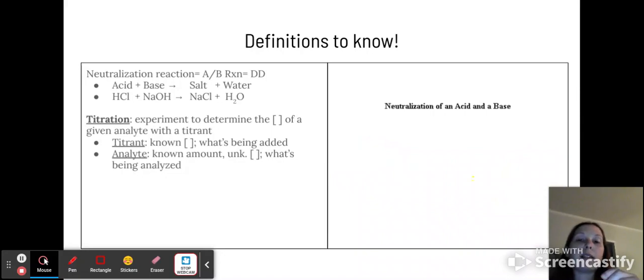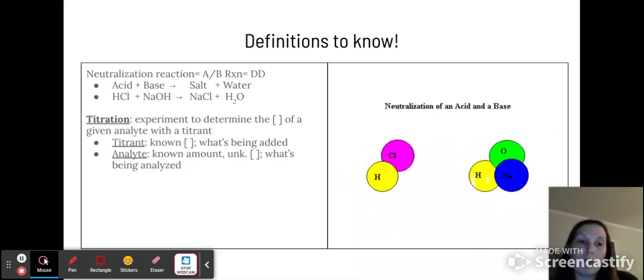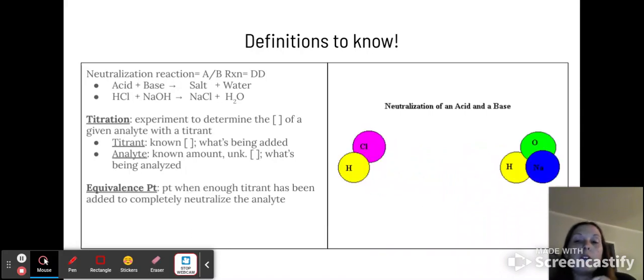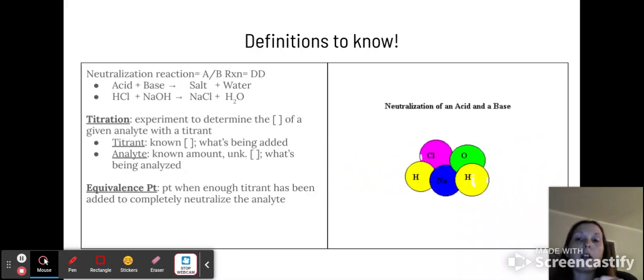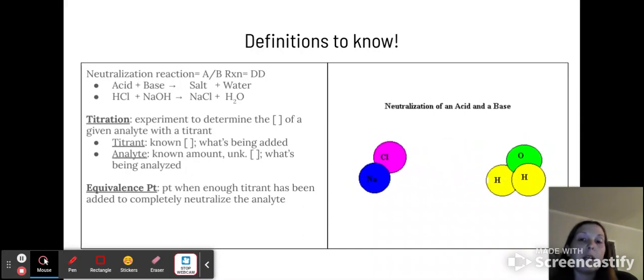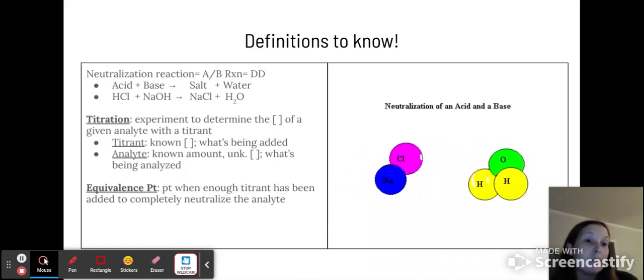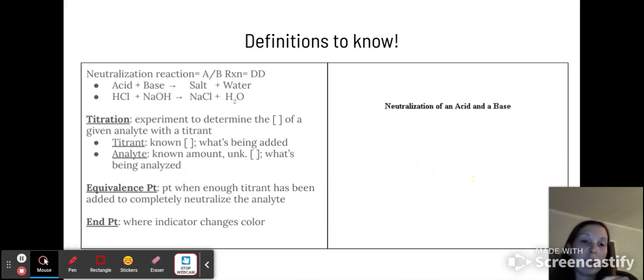The analyte is something that we do have a known amount for, so we would know the volume that we had, but we wouldn't know the concentration that we have. But it is what's being analyzed, and it's what we're trying to figure out the concentration of. We do this by trying to reach some specific points in a titration. The first one is called an equivalence point, and this is the point when enough titrant has been added to completely neutralize the analyte. So you've got enough for the pH to be 7. And then we've got an endpoint, and this is where the indicator actually changes color.